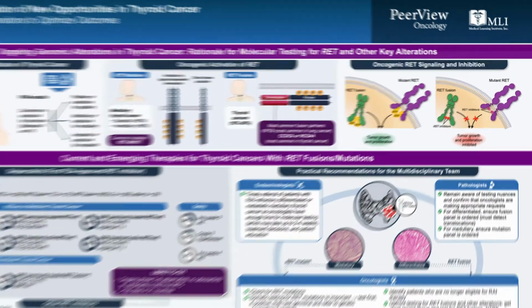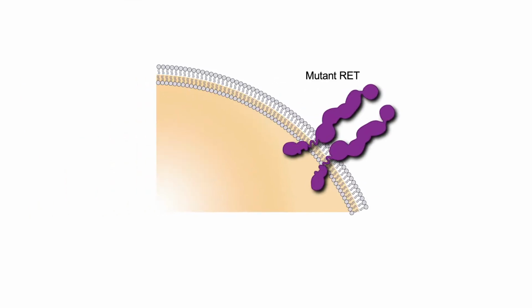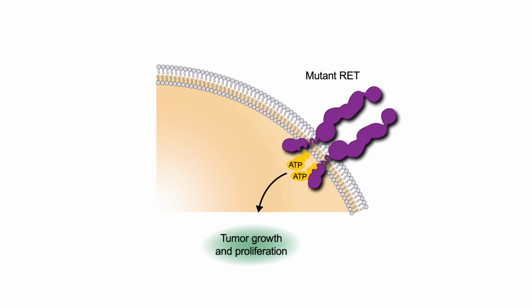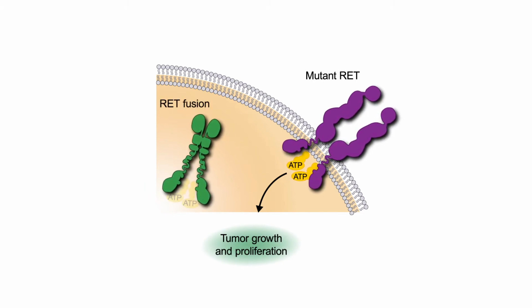So oncogenic RET signaling and RET inhibitors are important because if you have the mutant RET at the cell surface, you're going to have basically ongoing signaling through the RET receptor, and that results in tumor growth and proliferation. And not only through the receptor, but of course through the fusion, that it doesn't even need to be localized anymore to the cell surface. This results in unbridled tumor growth and proliferation, and I'll point out that it's likely the cause of the cancer.